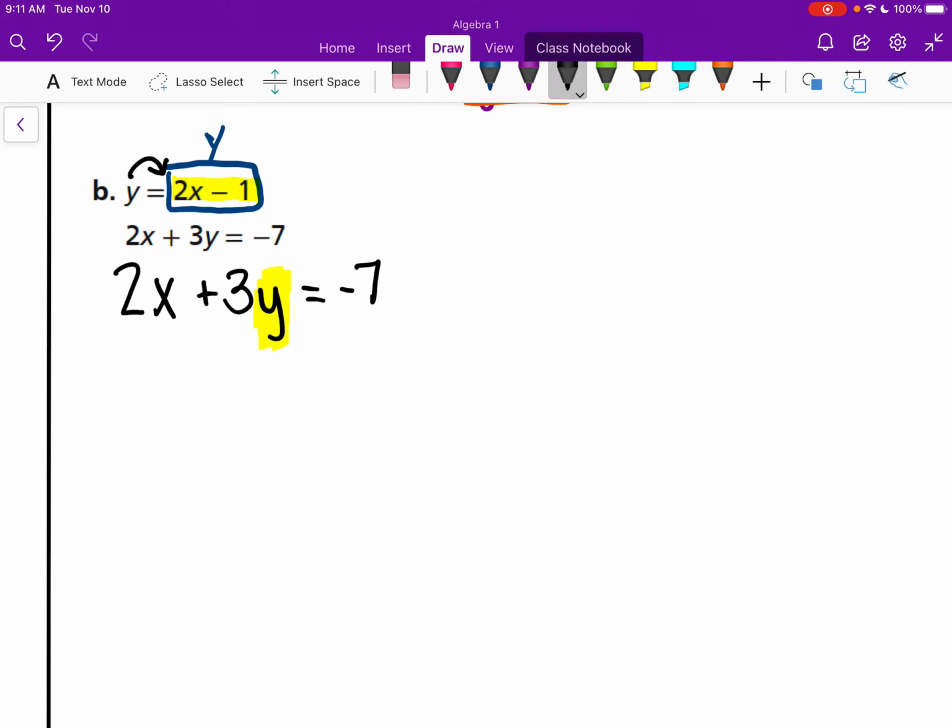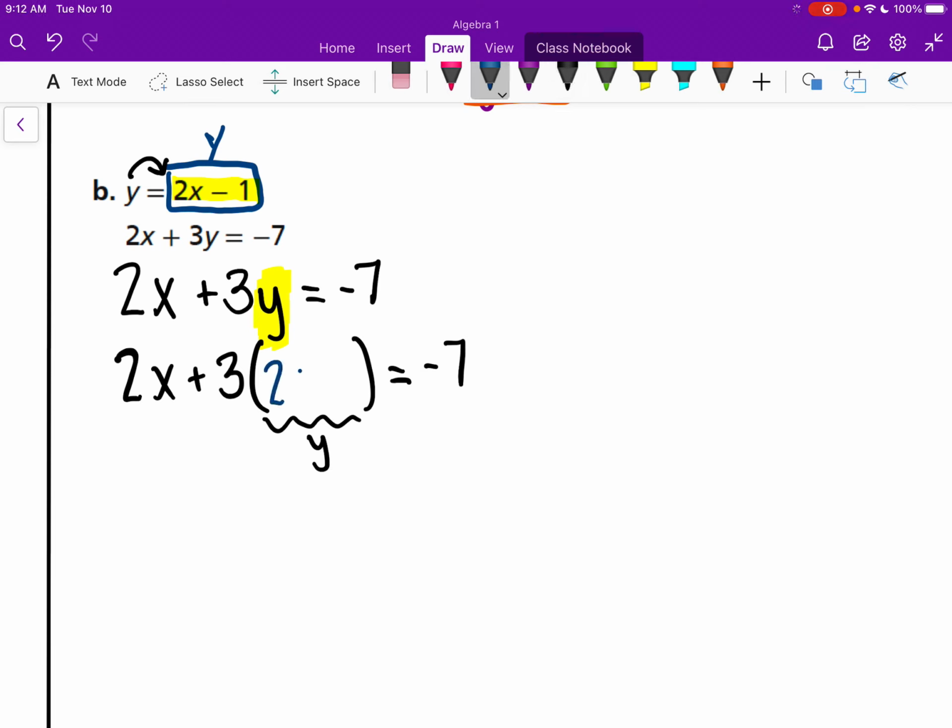So let's write our equation. We have 2x plus 3, and now I want to replace that y. I no longer want the variable y. I want to replace it with what we were just told that y is, which is 2x minus 1. And now I have an equation that just has one variable in it, and I can solve this equation.